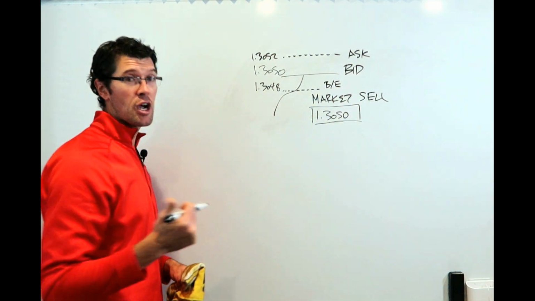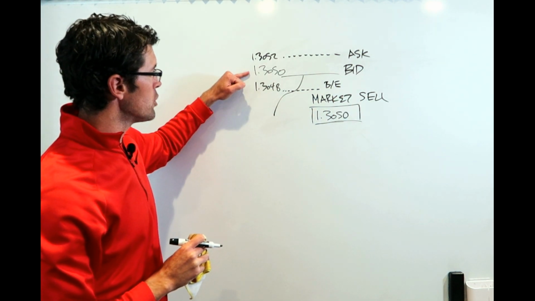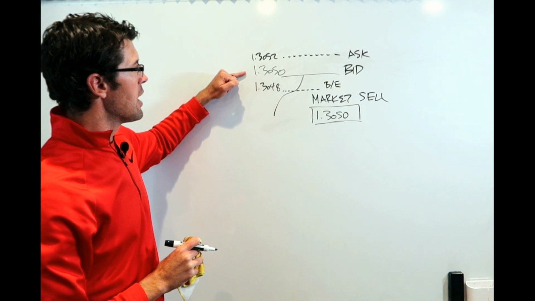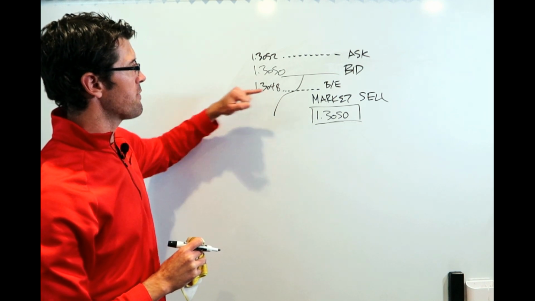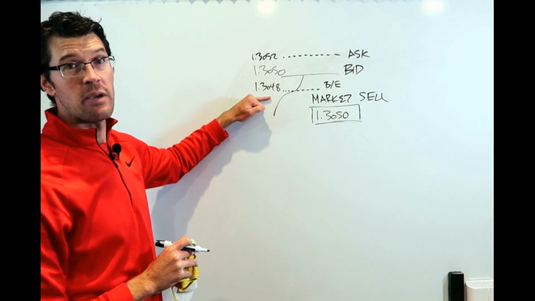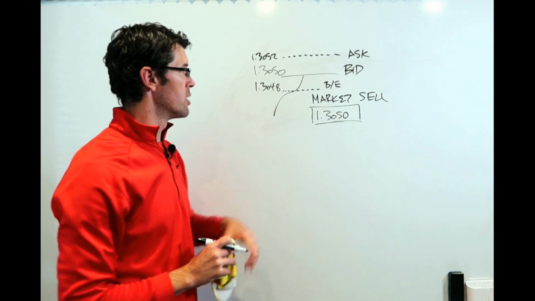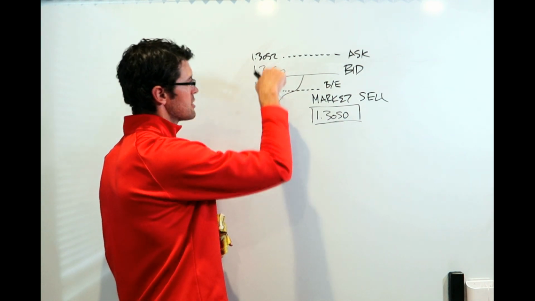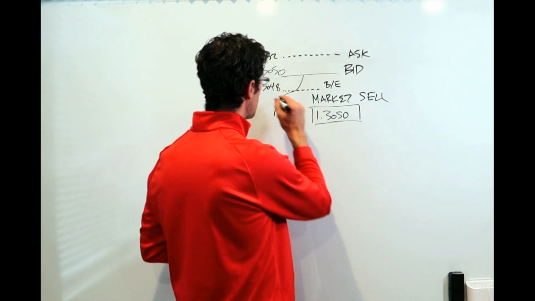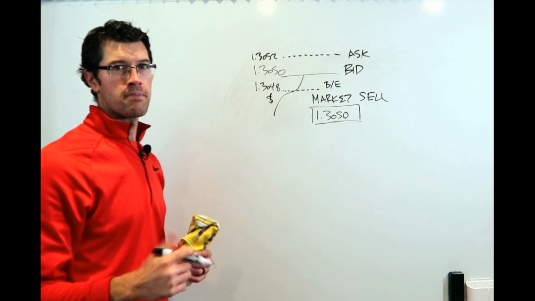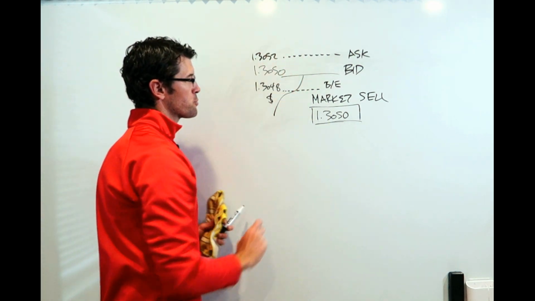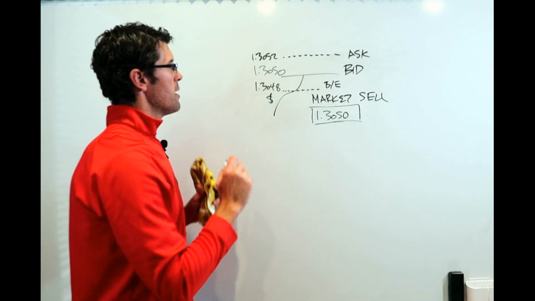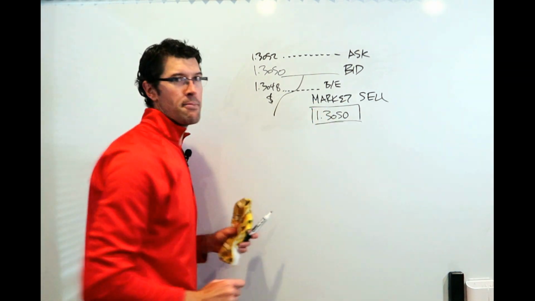Right? You still have to cover that spread. So you're getting filled at 3050, but in order for you to be in the money after getting through that spread, you have to be at 3048 or lower. Okay, so you can have a market sell at 3050. As long as price is below 3048, you are in the money.